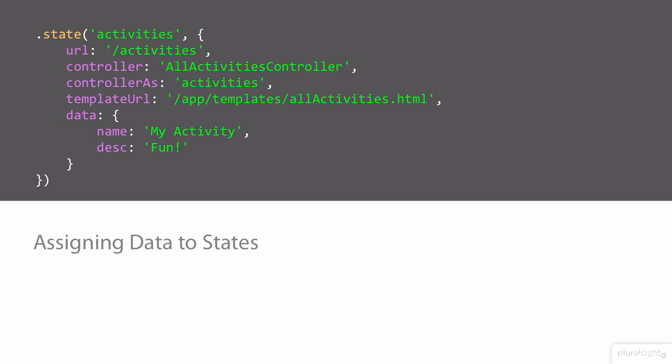UIRouter also gives you a mechanism for assigning bits of data to a state. You just add a new property to the state configuration object and assign it any data you want inside a JavaScript object. In this example, I've named my property data and I've assigned it an object containing two properties, name and description. Using the property name data is not required, but it is what you will see in the UIRouter documentation and therefore probably a good name to use unless you have a good reason not to.